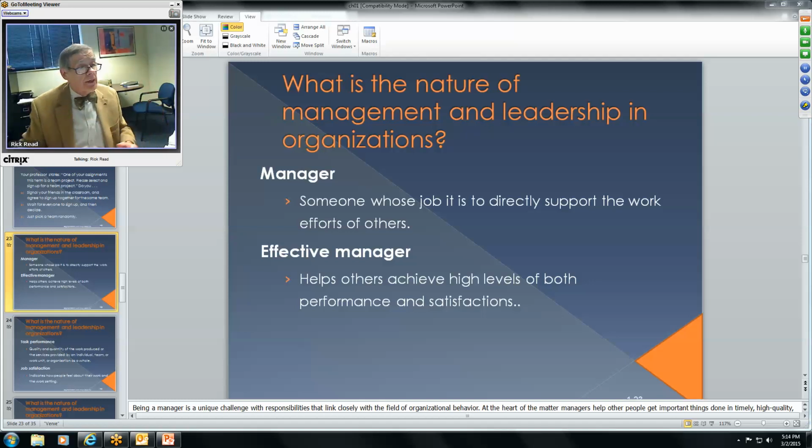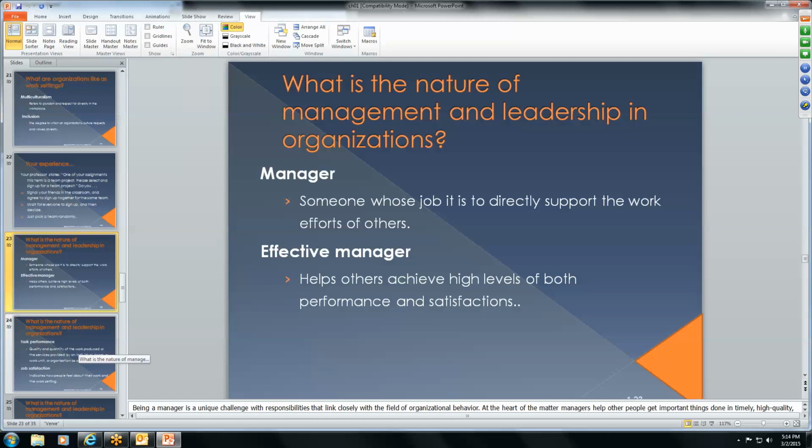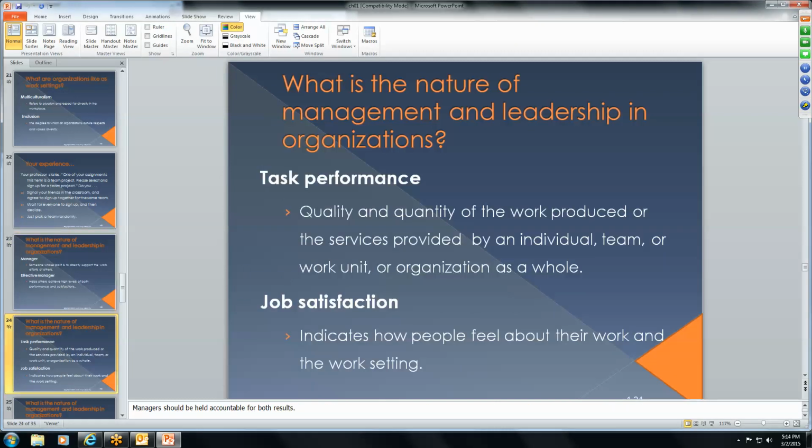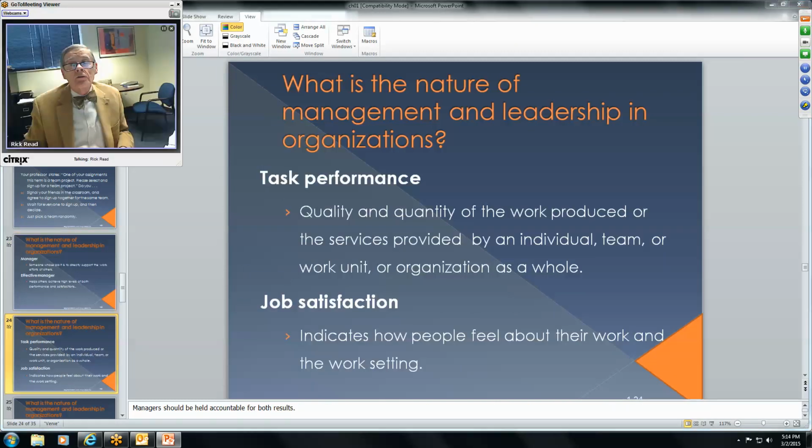We have two things we are concerned about, and these are two concepts: task performance and job satisfaction. We're going to talk about them a little bit more later. I don't remember exactly which chapter. One school says that performance is a precursor to satisfaction. The other says satisfaction is a precursor to performance.